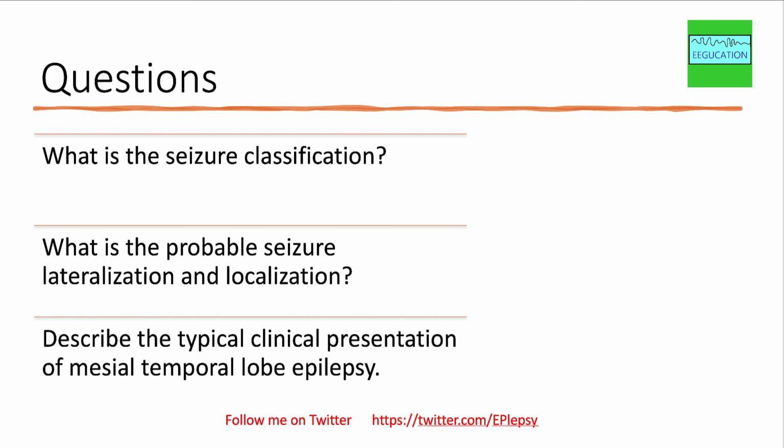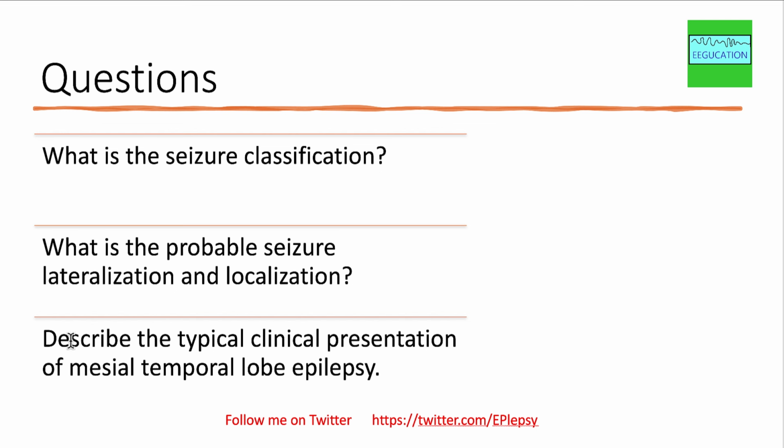So what is the seizure classification? She spaces out. She has a focal onset, focal unaware seizure. So that will be the seizure classification, focal unaware seizure. What is the probable seizure lateralization and localization? Based on the dystonic posturing of the left arm and automatisms of the right hand, this would be a seizure generator in the right temporal head region.